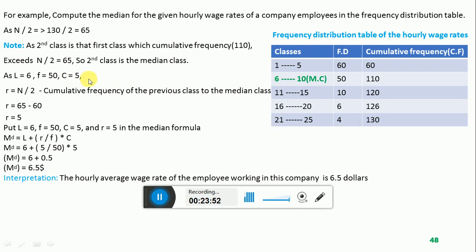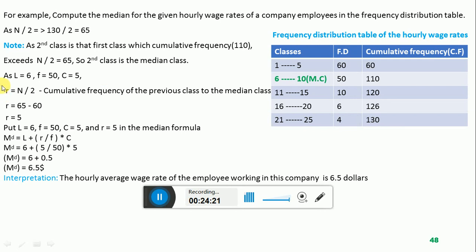I am again repeating that the class interval is the difference of the lower limits of two consecutive classes. For example, the difference of the lower limits of the third and second class. The lower limit of the third class is 11, the lower limit of the second class is 6, and 11 minus 6 is again 5.